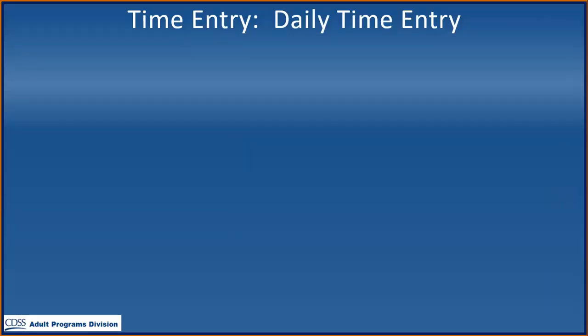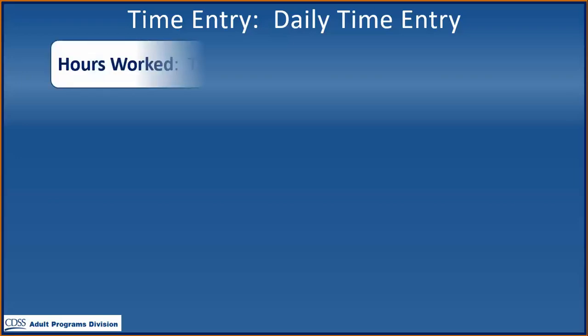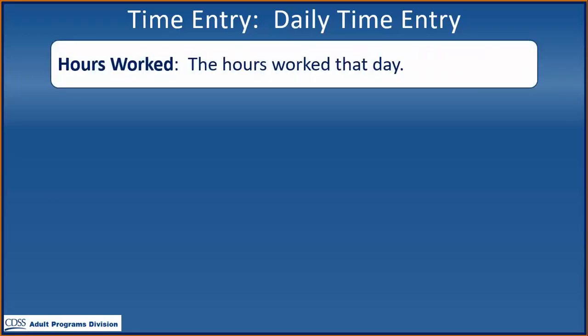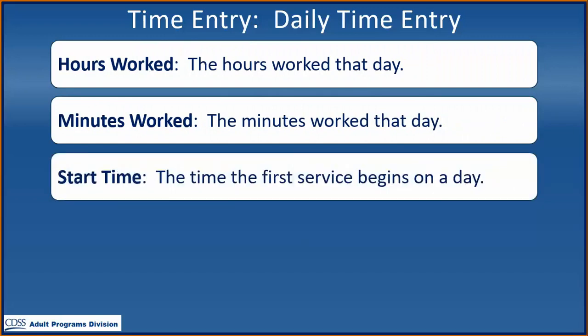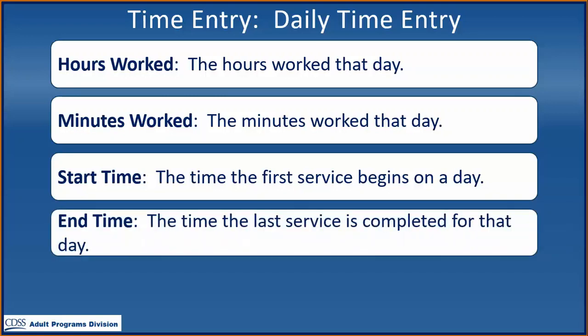Let's go over what each entry field on your timesheet means. The hours worked are the hours that you worked that day. The minutes worked are the minutes you worked that day. The start time is the time the first service begins on that day for that recipient. The end time is the time the last service is completed on that day for that recipient.